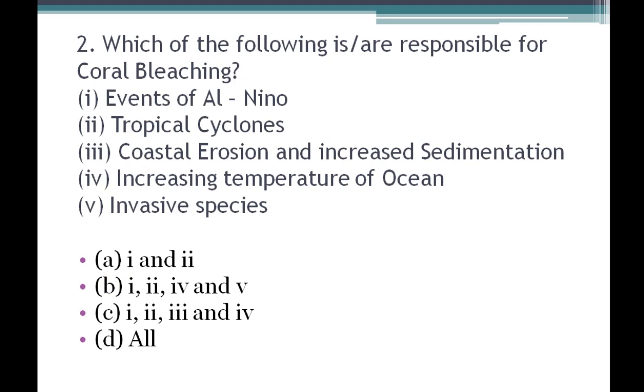Question number 2. Which of the following is or are responsible for coral bleaching? Number 1. Events of El Nino. Number 2. Tropical cyclones. Number 3. Coastal erosion and increased sedimentation. Number 4. Increasing temperature of ocean. Number 5. Invasive species. So the correct option is option D, that is all of the above.